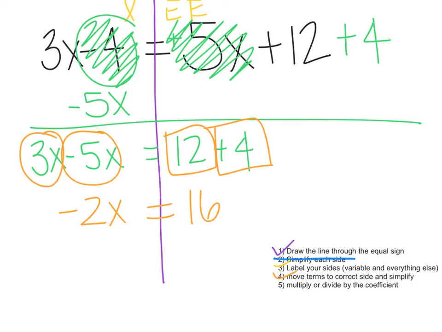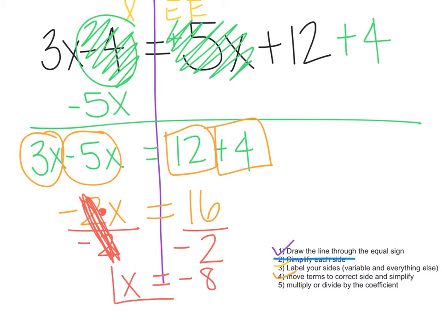I've moved everything and simplified. So for my final step, I need to multiply or divide by the coefficient. The coefficient is the number in front of the variable, which means this negative 2 here. Remember, negative 2 and x are multiplied, and the opposite of multiplying by negative 2 is dividing by negative 2. So I'm going to divide both sides by negative 2 so that it goes away, and I get x equals, well, 16 divided by negative 2 is negative 8. So negative 8 is my solution to this problem.